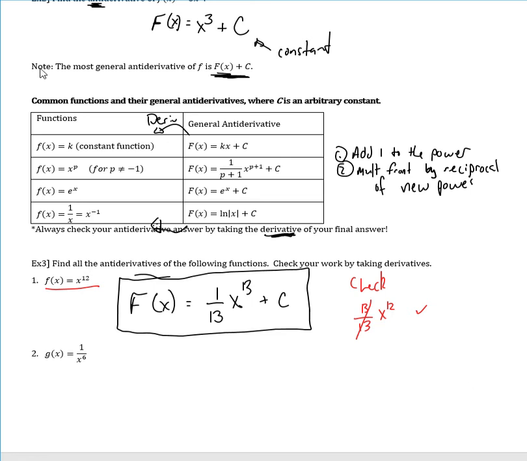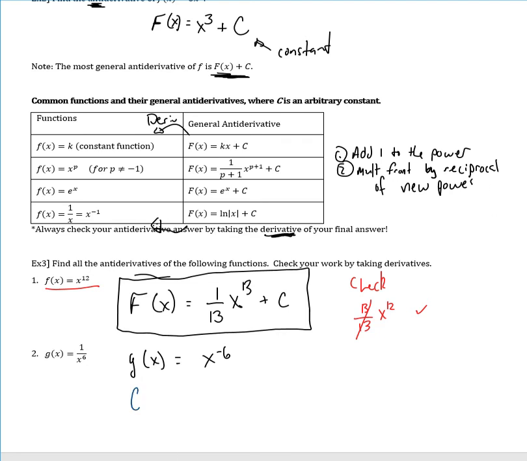Okay, so in number 2, just like derivatives, it's usually best to rewrite it before we do the power rule. So this is x to the -6. And then I'm just applying my steps for the power rule. I'm going to add 1 to the power. Let me do it in blue.